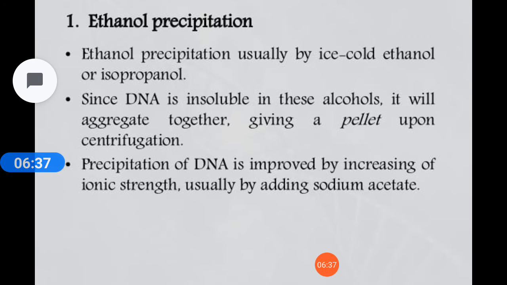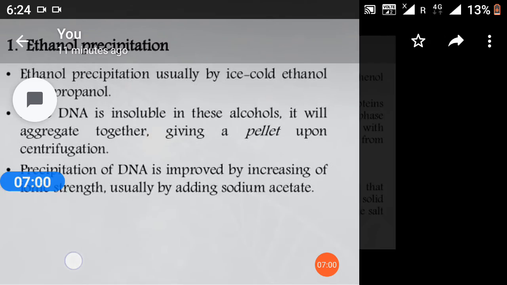Firstly, let us discuss ethanol precipitation. Ethanol precipitation is usually done with ice-cold ethanol or isopropanol. Since DNA is insoluble in these alcohols, it will aggregate together, giving a pellet upon centrifugation. Precipitation of DNA is improved by increasing ionic strength, usually by adding sodium acetate.